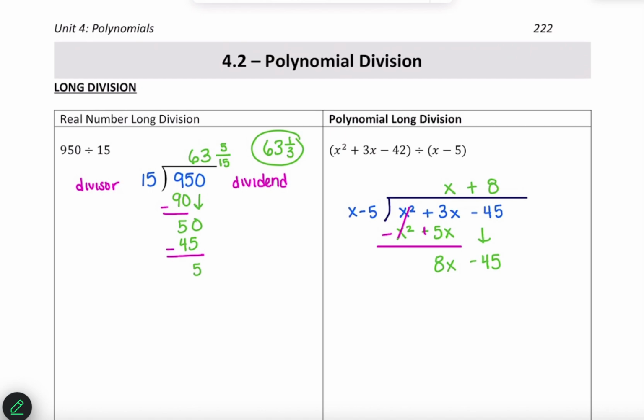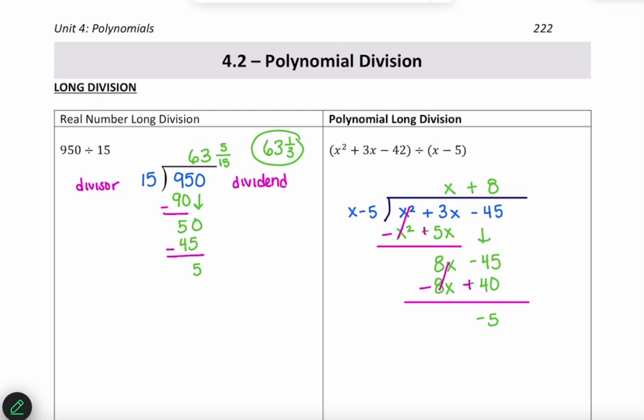And then I'm going to multiply again. So 8 times x is 8x. 8 times negative 5 is negative 40. And then I'm going to subtract. So subtract the 8x, subtract the negative 40, which makes it a positive. 8x subtracts away, and I end up with negative 5. And I have nothing else to bring down. Okay? And so that's our remainder.